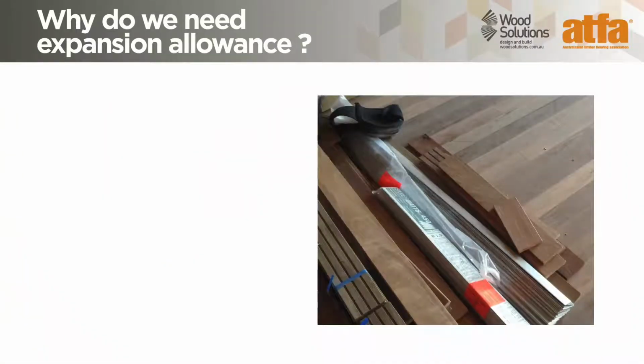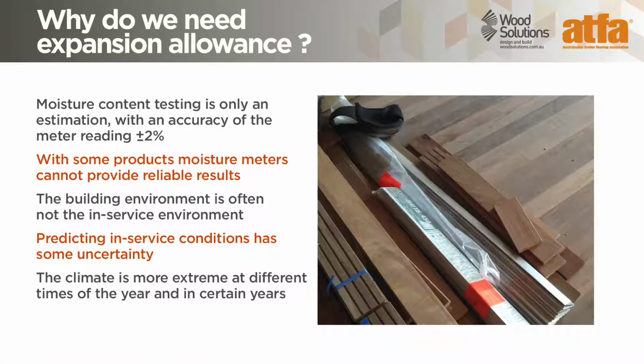It is important to understand why we need expansion allowance. The main reasons are moisture content testing is not completely accurate. Meters are only accurate to within plus or minus 2% of the actual moisture content. Moisture meters can deliver unreliable readings for some products. Properties can differ between the manufacturing and in-service environment. Predicting in-service conditions is uncertain and can be difficult. And the climate varies unpredictably throughout a year and over the course of many years.